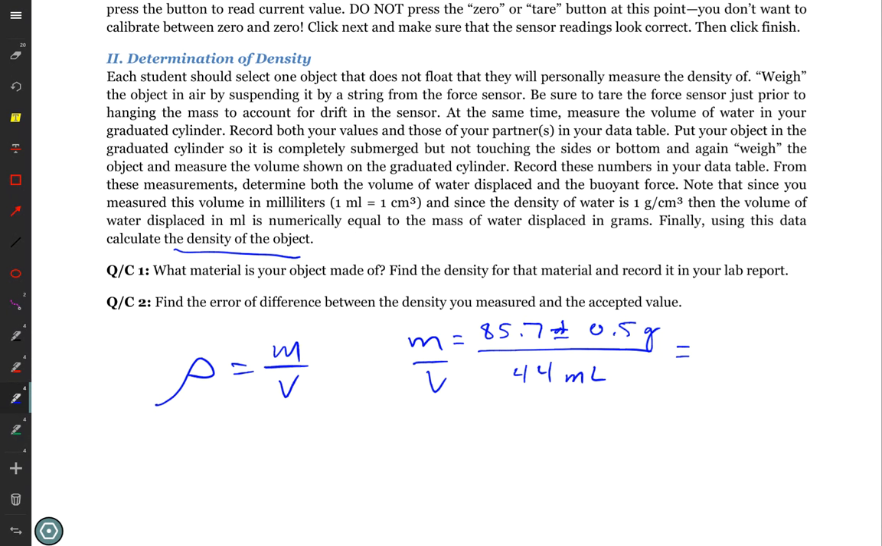And I'm pretty sure when you look at the density of aluminum, it's going to be bigger than 2 grams per centimeter cubed, because I'm pretty sure I didn't make very good, careful measurements. But that's the process that you're going to do. So you're going to find the density of this. Everyone has to find the density of one sample. It needs to be a different material for everyone in your group.